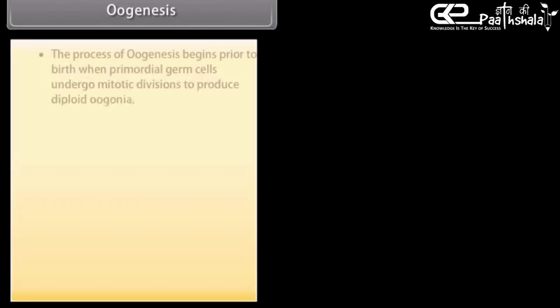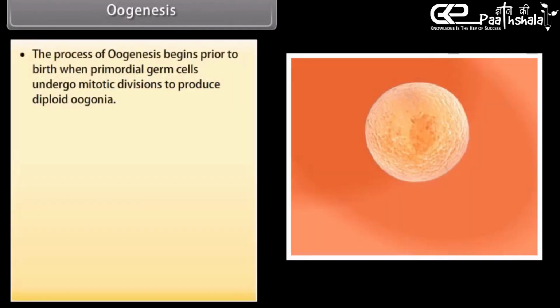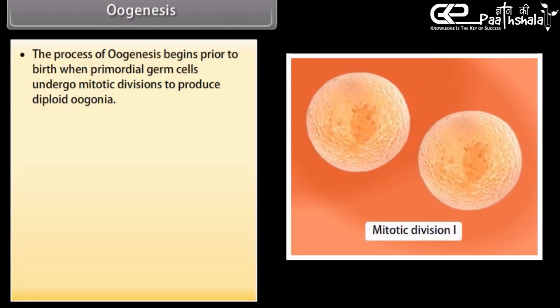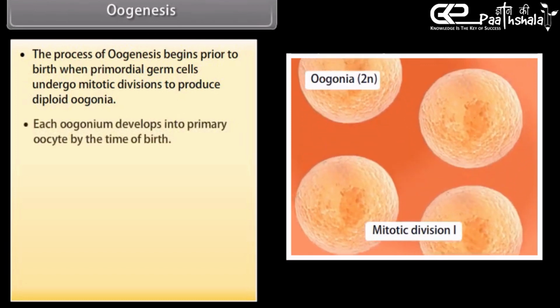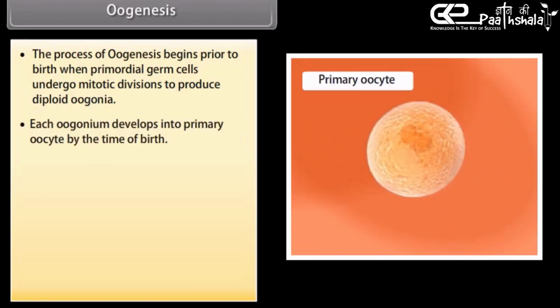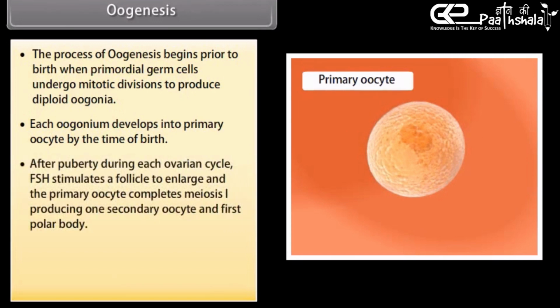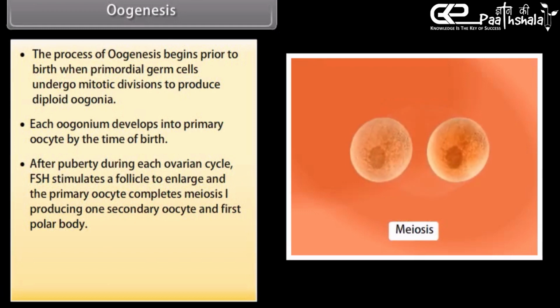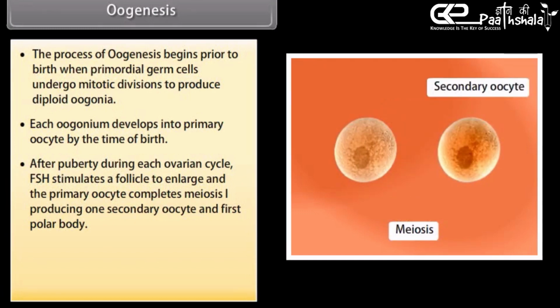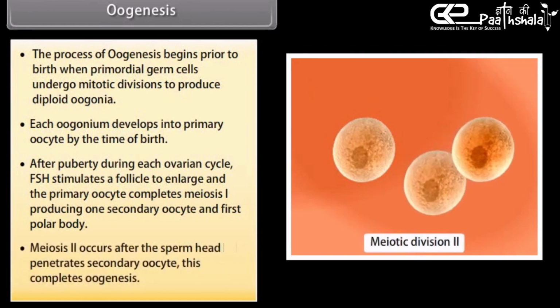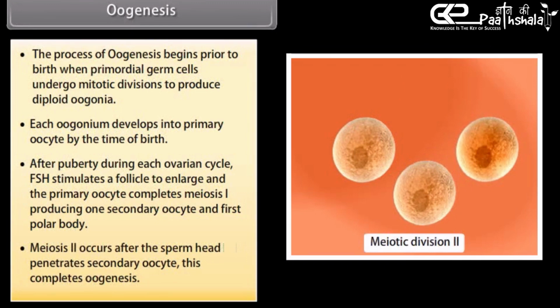Oogenesis. The process of oogenesis begins prior to birth when primordial germ cells undergo mitotic divisions to produce diploid oogonia. Each oogonium develops into a primary oocyte by the time of birth. After puberty, during each ovarian cycle, FSH stimulates a follicle to enlarge and the primary oocyte completes meiosis I, producing one secondary oocyte and first polar body. Meiosis II occurs after the sperm head penetrates the secondary oocyte.